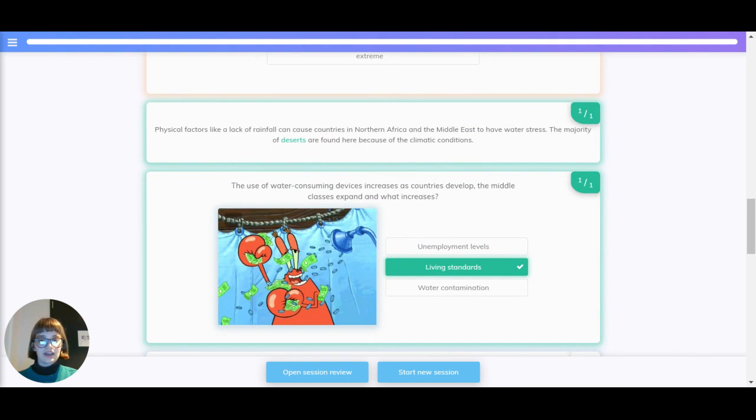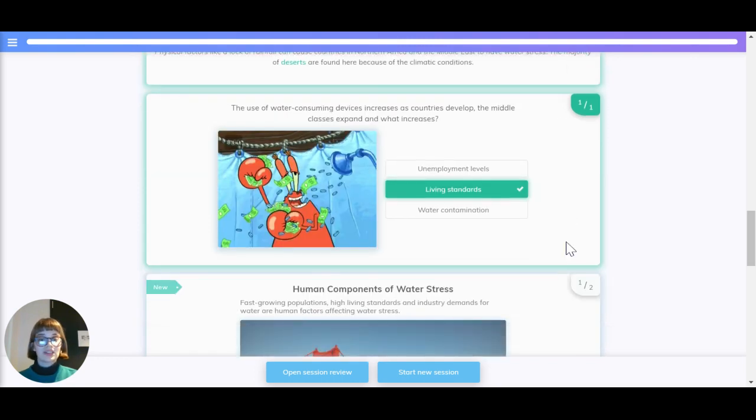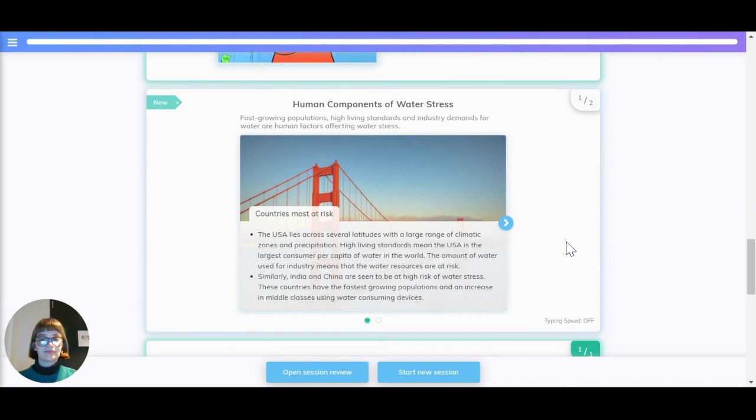Physical factors like lack of rainfall can cause these countries in Northern Africa and the Middle East to have water stress. The majority of what are found here because of the climatic conditions? The correct answer is the majority of deserts. The use of water-consuming devices increases as country development increases and the middle class expands. What increases? Levels of living standards, or water contamination? The correct answer is living standards increase.